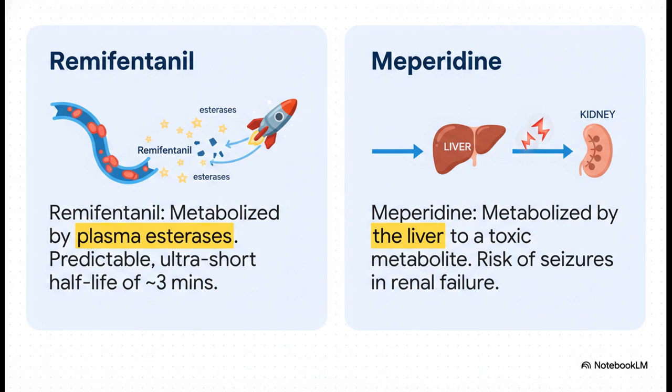On one end of the spectrum, you've got remifentanil. It gets chewed up by esterases right there in the blood, which gives it this incredibly short, predictable half-life of about 3 minutes, no matter how long the infusion's been running. Perfect for precise control. On the complete other end, you have an older drug like meperidine. It's metabolized by the liver into a toxic metabolite, normeperidine, that can build up in patients with bad kidneys and actually cause seizures. See? Two opioids, two totally different stories.